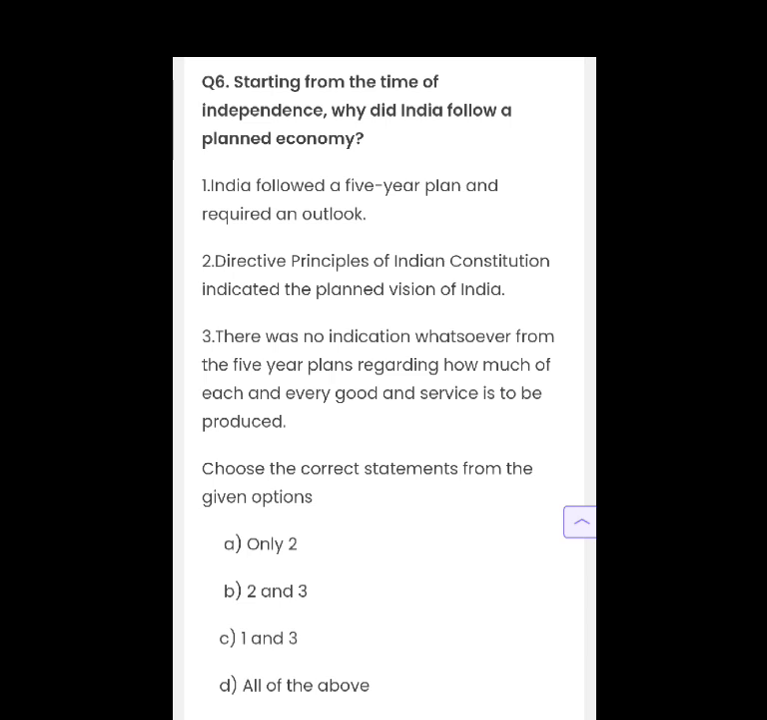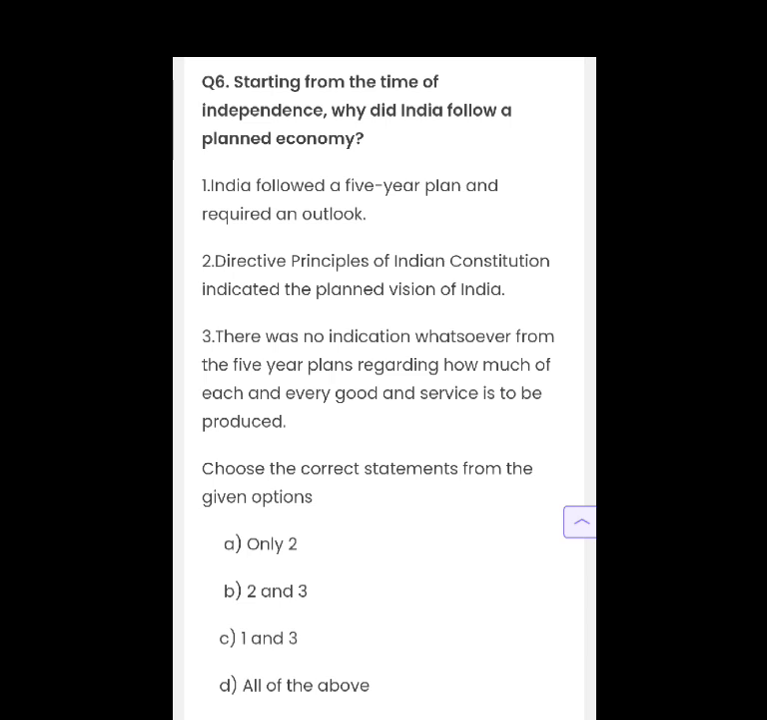Option A is India followed a 5-year plan and required an outlook. And option B is directive principle of Indian Constitution indicated that planned vision of India. Option third is there was no indication whatsoever from the 5-year plans regarding how much of each and every good and services is to be produced. So by our experiences, we know that we live in India, and we know how the economy evolved from an agriculture economy to service sector based economy.